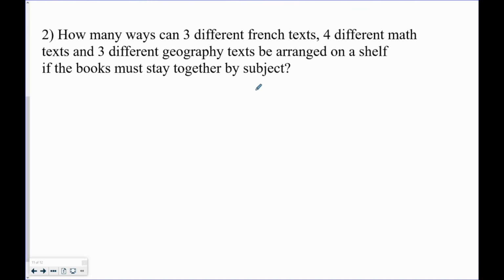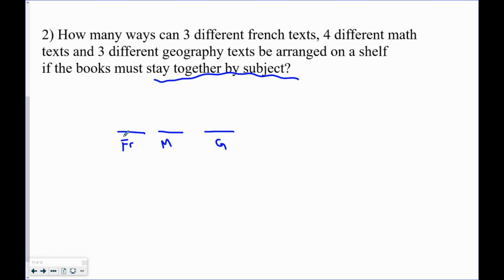Last question. How many ways can 3 different French texts, 4 different math texts, and 3 different geography texts be arranged on a shelf if they must stay together by subject? So that's the famous question that we were doing the other day. So draw your spaces. When I'm looking at this question, I'm not using a combination, but I'm using this method here, which is basically some sort of permutation, right? So if we just arbitrarily say, the order they come in the question, we got our French books, our math books, and our geography books.